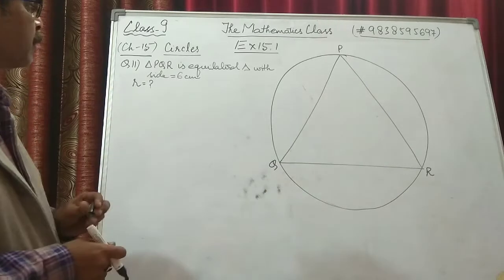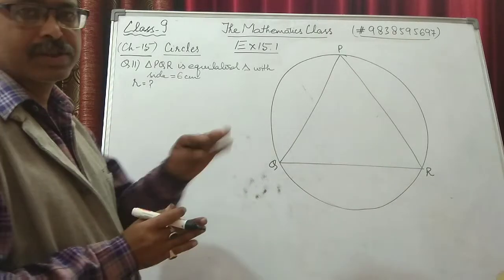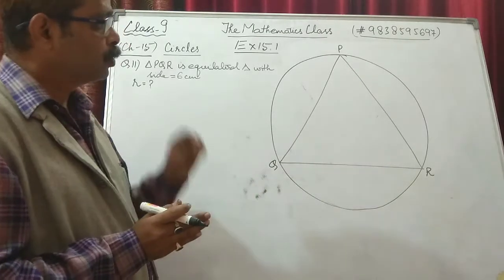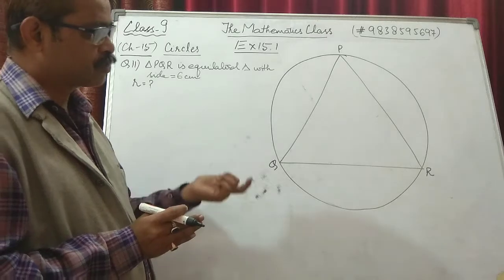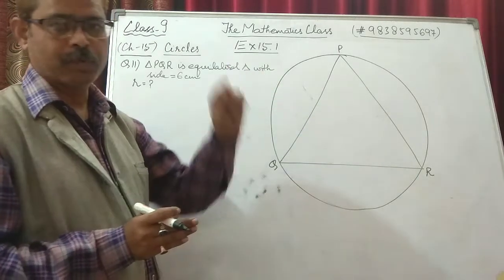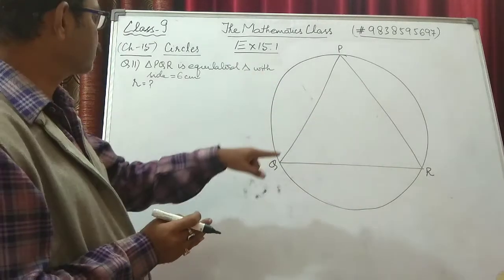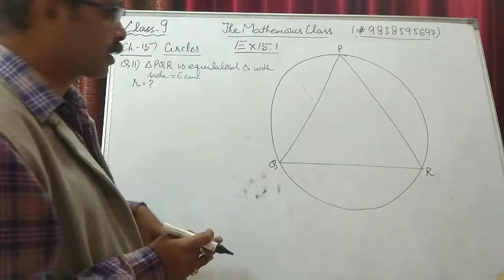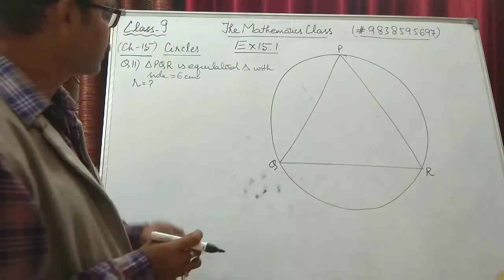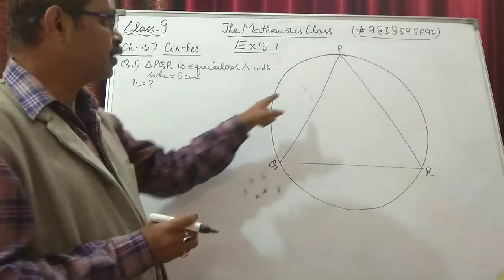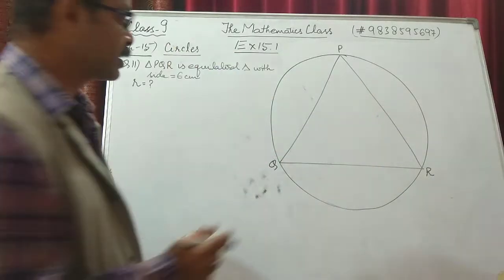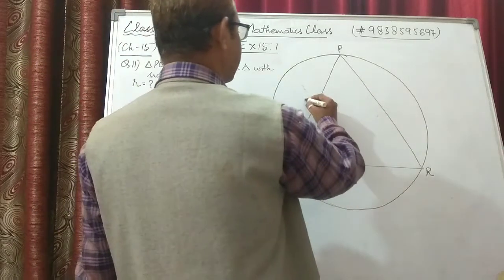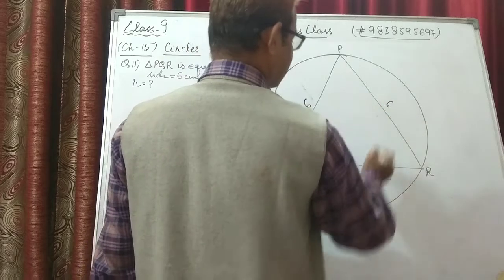Now we have taken question number 11. Question number 11 is just same as question number 10. Only the difference is, in the previous question, the triangle that was inscribed was isosceles. In this question, they say an equilateral triangle is inscribed in the circle or is circumscribed, and the side of the equilateral triangle is 6 centimeters. Means all the sides are 6, 6 and 6.